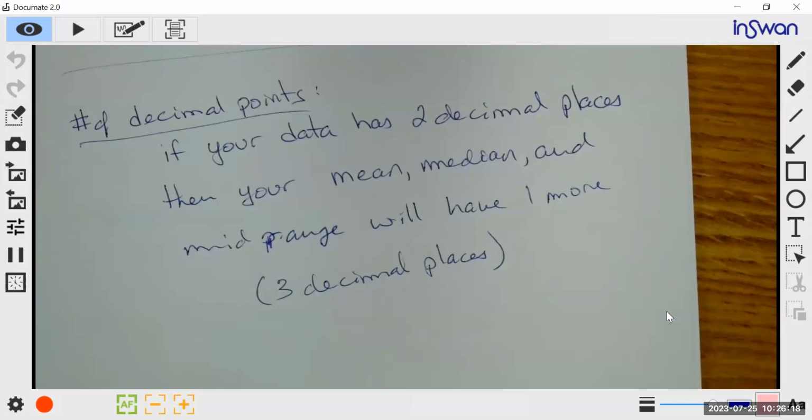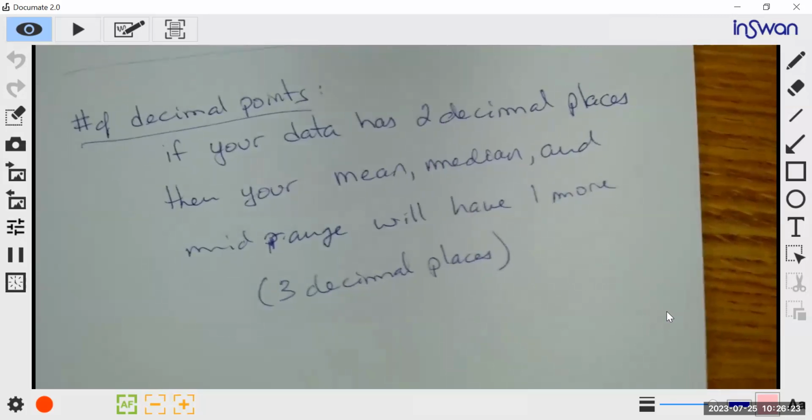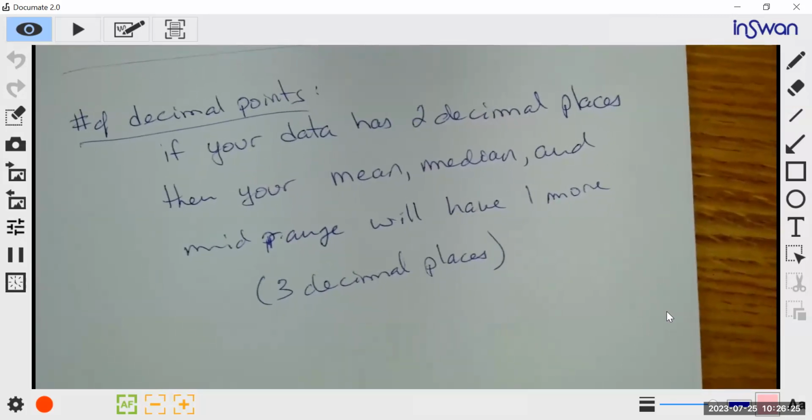And the mode you leave it what it is, because it is the most frequently occurring number. So the mode, don't touch it. Just leave it as is.